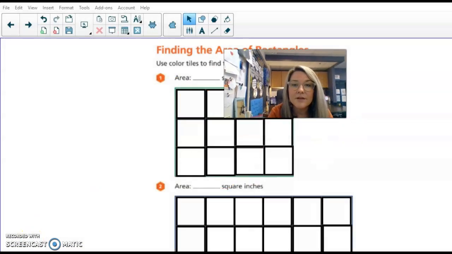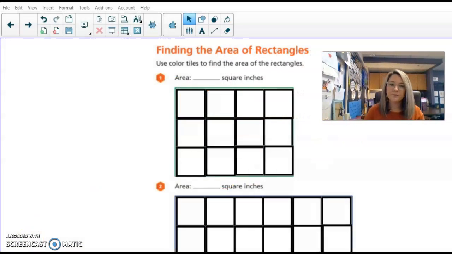All right, my third grade mathematicians, you have been working on pages 243, 244, and 245, finding the area of rectangles. So I want you to go ahead and turn to page 243. Okay, do that right now. We're going to be looking at number 1 and number 2. I have number 1 and number 2 right here, and I want you to look at your work and see if you can tell me the area of these two rectangles.